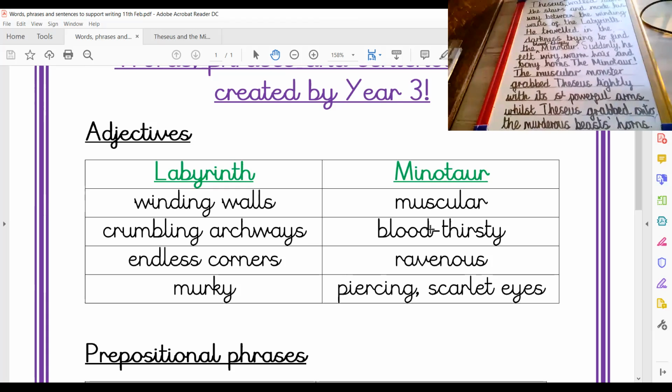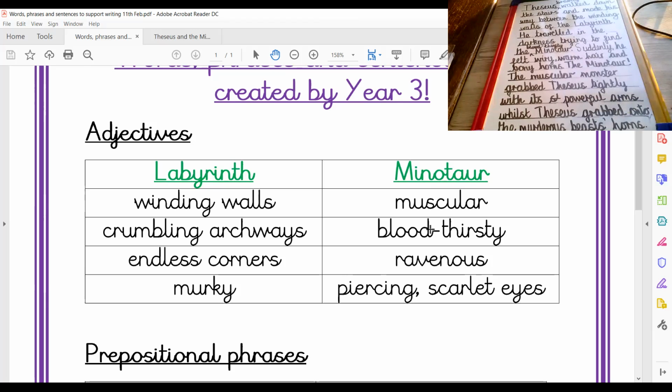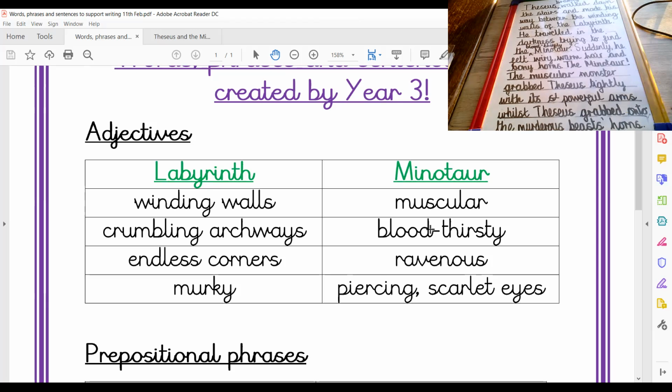Now, I'm really aiming high here, okay? Your writing could just be 4 sentences to describe the journey and the battle. I'm just going to read this to you before you get on with your writing. Theseus bravely walked down the stairs and made his way between the winding walls of the labyrinth. He travelled in the darkness, trying to find the bloodthirsty Minotaur. Suddenly, he felt wiry, warm hair and bony horns. The Minotaur! The muscular monster grabbed Theseus tightly with its powerful arms, whilst Theseus grabbed onto the murderous beast's horns.